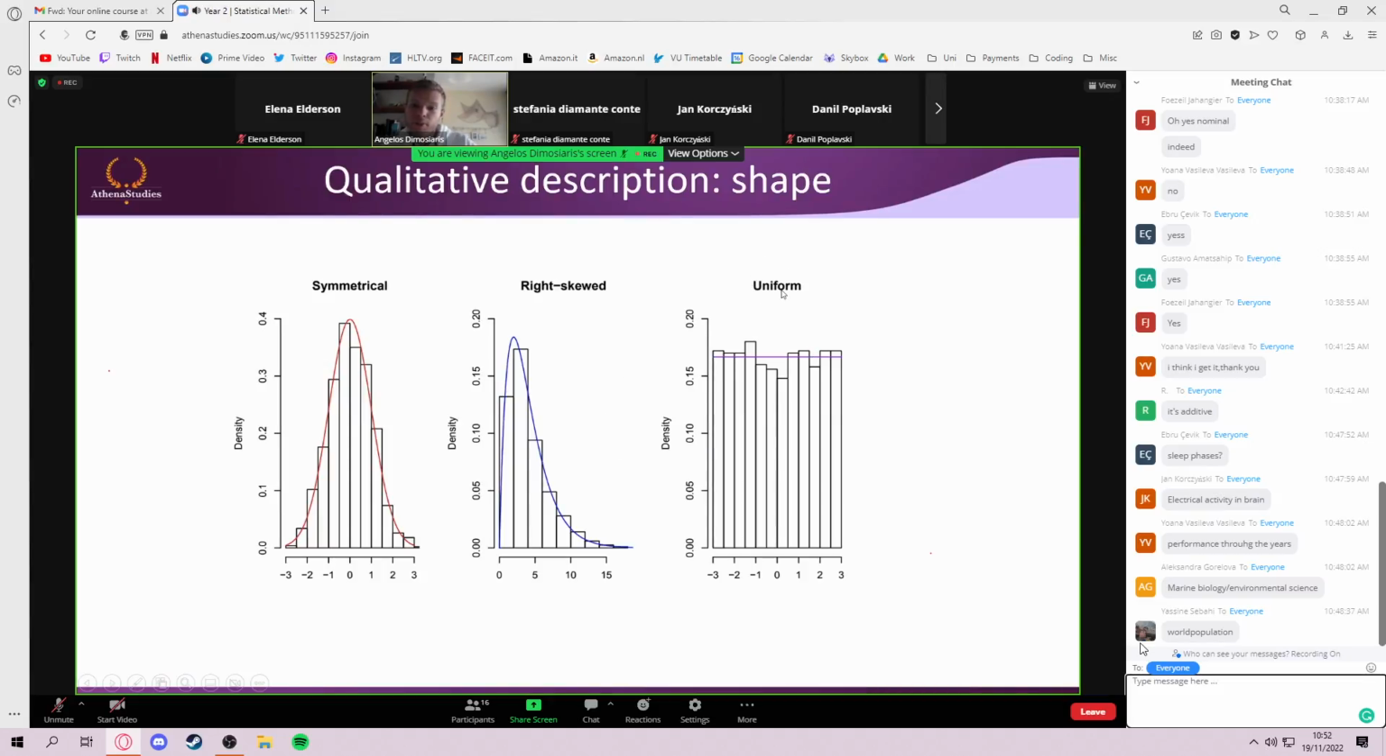And the third one is the uniform shape. With the uniform shape, all the values have about the same frequency, so a single line can describe it very well. It's really hard to get a uniform, at least in psychology. I don't know about other fields. That was the shape: symmetrical, right skewed with the tail on the right, left skewed with the tail on the left, and uniform.